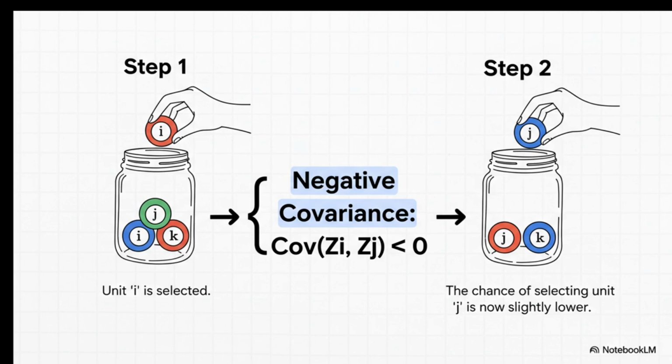All right, the variance proof is a little more involved, but it all hinges on understanding one more concept: covariance. See, since we're sampling without putting people back, once we pick person i, they can't be picked again. This means that picking person i ever so slightly lowers the probability of picking person j. This relationship, this slight negative dependency, is what we capture with covariance.